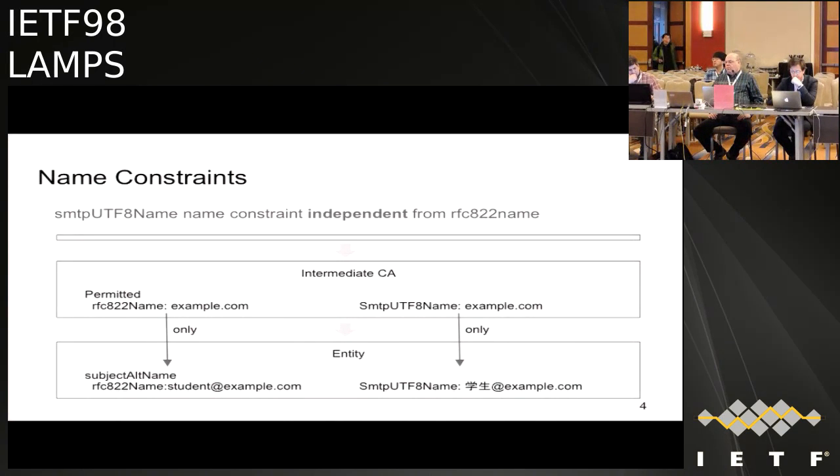So the name constraint forms for SMTPUTF8 name is going to be disjoint from RFC822 name, so that the name constraints, for example, for example.com, essentially means that if you want to allow for subjects of both forms, you're going to have name constraints for both forms as well. That is meant to prevent confusion, as we'll see in the next set of slides. Next slide.